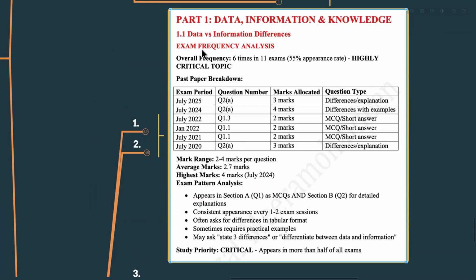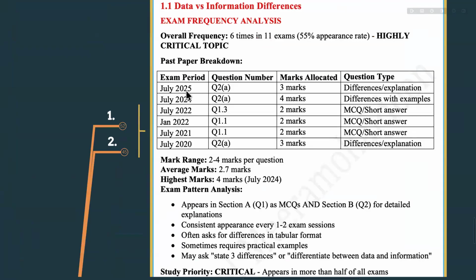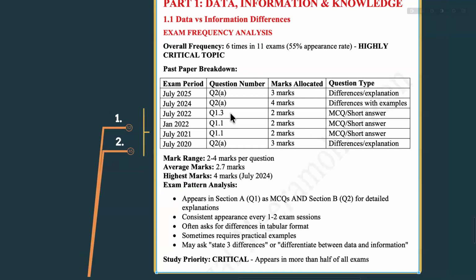So you can see the exam frequency analysis I did: 6 times in 11 exams, it is tested. It means the topic data, information, and knowledge, what we are going to learn right now, is tested 6 times in 11 exams. It means a 55 percent appearance rate. It means in your exams, the probability of questions related to data, information, and knowledge is 55 percent, right? So I have broken down the past papers from July 2025, 24, 22, 22, 21, 20 papers.